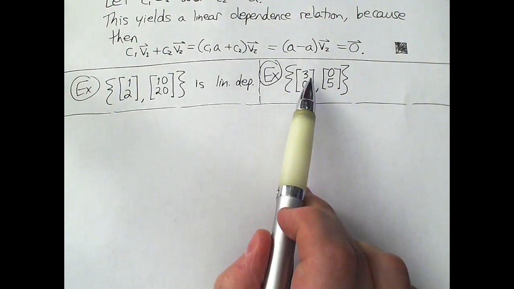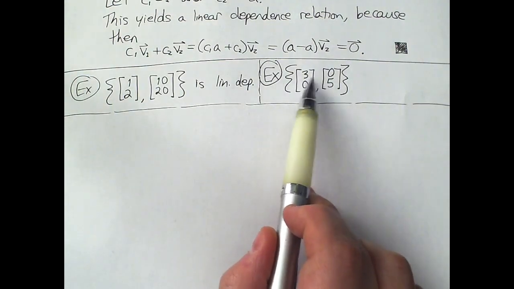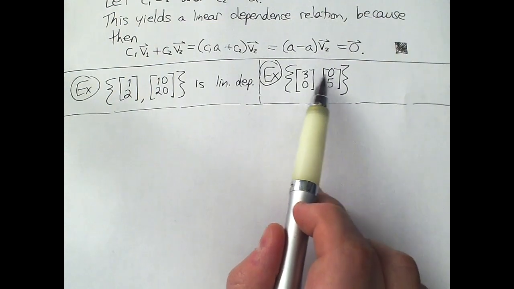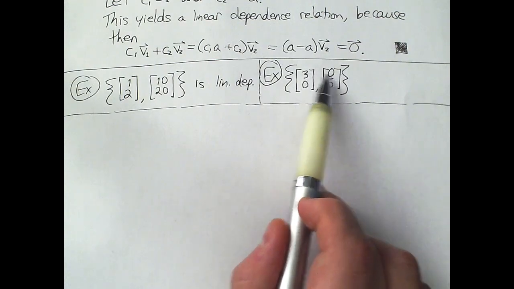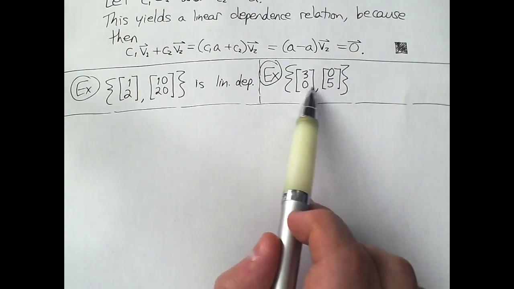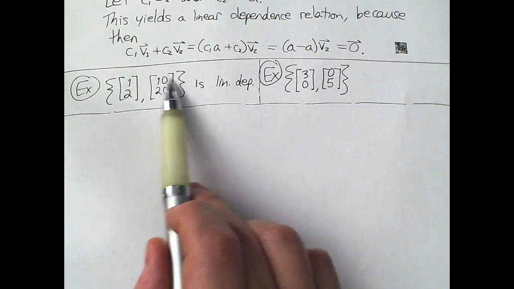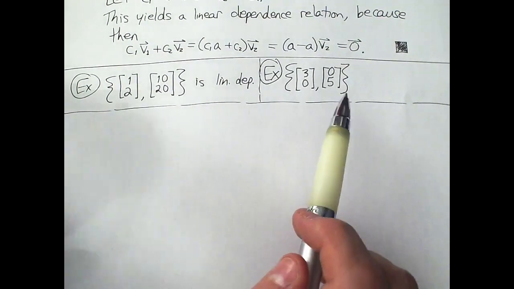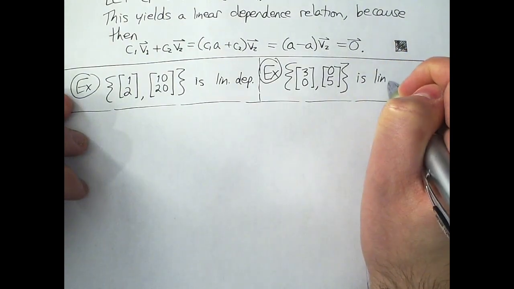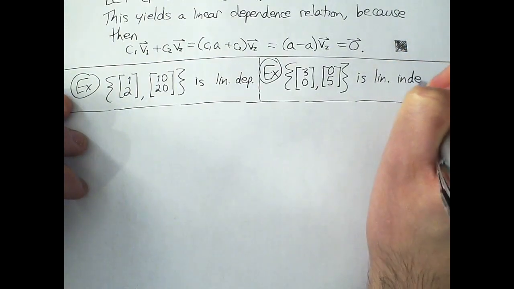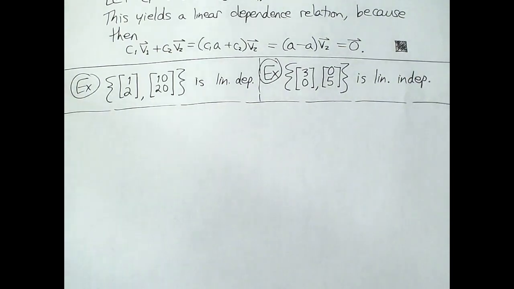I can't imagine saying that this equals a real number times this. It's not going to work because that 3 and that 0, we're not going to get those to match up, and that 0 and that 5, they don't match up. Not like the 1 and the 10 and the 2 and the 20. Those matched up really nicely. But here, I'm going to conclude that this set is linearly independent because it's a set of two vectors and they are not multiples of each other. So that theorem is a nice shortcut.